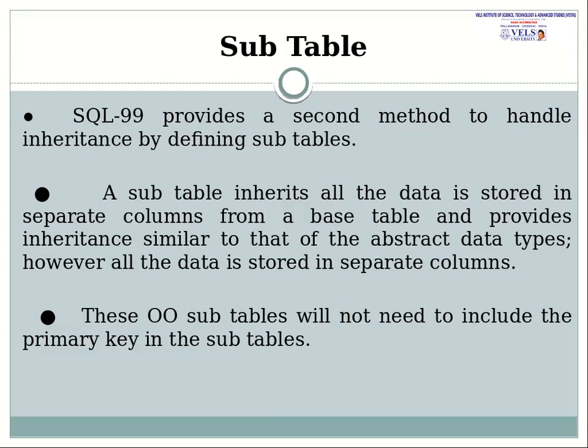The second capability in SQL 99 is a method to handle inheritance by defining subtables. A subtable inherits all the data from the base table, but the data is stored in separate columns, which provides inheritance similar to abstract data types. That is, the base table has the objects, and you can easily derive a table from that base table. These object oriented subtables do not need to include the primary key. So subtables do not include the primary keys.